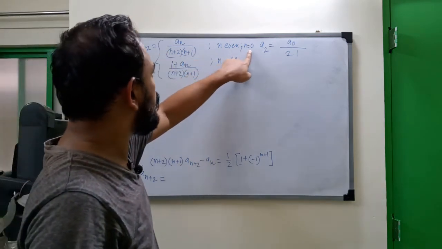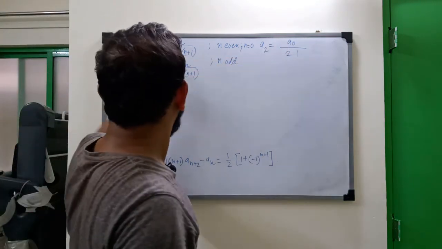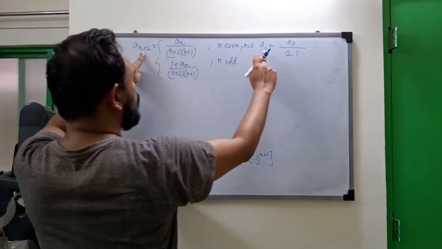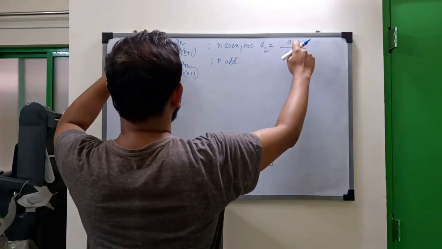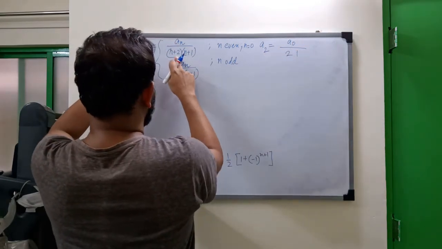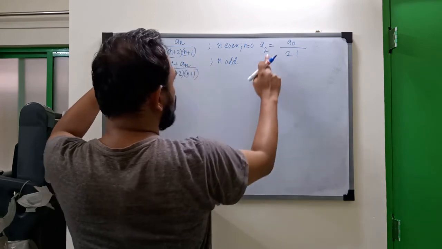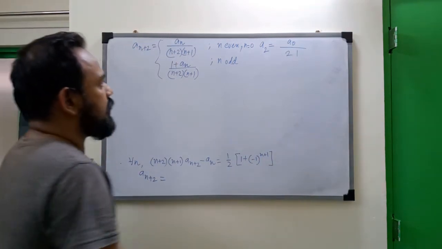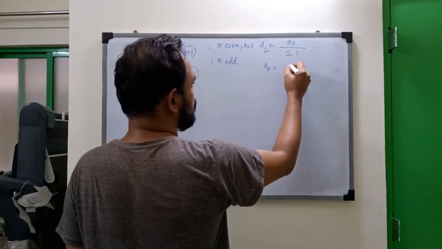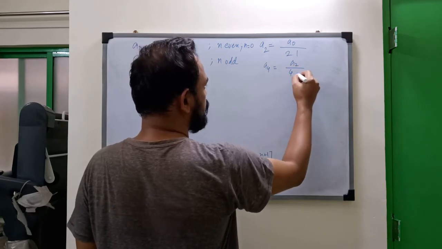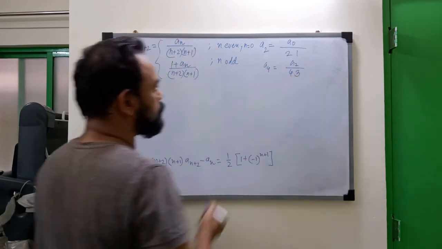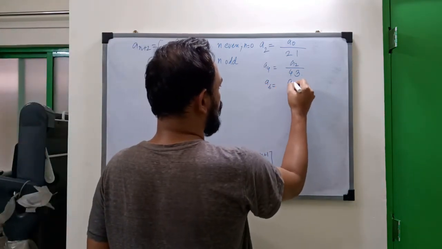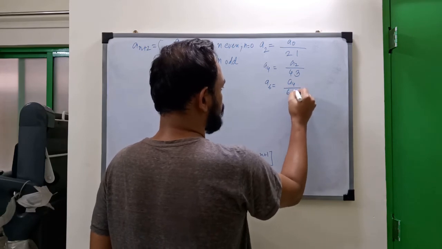When n is 0, you have a0, and the difference between the indices is 2. If this is n plus 2, this is n. So if I have a2 here, you have a0 there, divided by this n plus 2 over there, and this is 1 less than this, so this by this. So a2 can be written in terms of a0 like this. And a4 can be written in terms of a2 as a2 by 4 times 3. Similarly, a6 can be written in terms of a4 as a4 by 6 times 5, and this goes on.